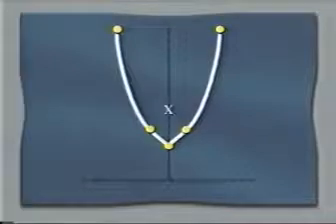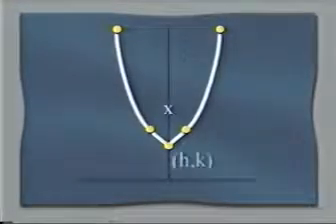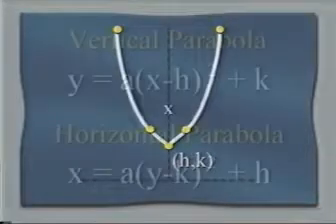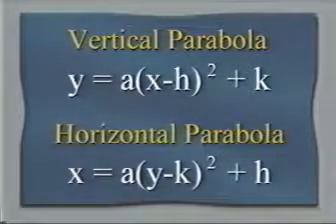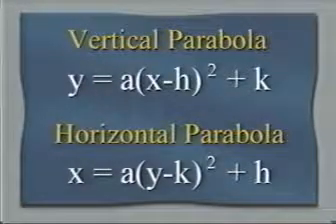The vertical parabola, the kind pictured here and the kind we looked at in quadratics, has a vertex located at (h, k), and we have the general equation y = a(x - h)^2 + k.